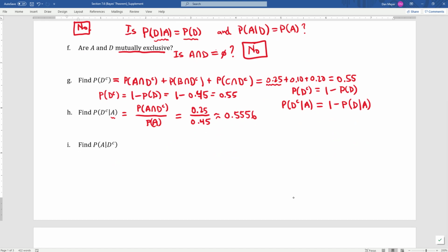In part I here, the probability of A given D complement, that would again be the probability of A and D complement divided by, in this case, the probability of D complement. So 0.25 divided by, let's see, the probability of D complement we found up here, 0.55. And that works out to be 0.4545.